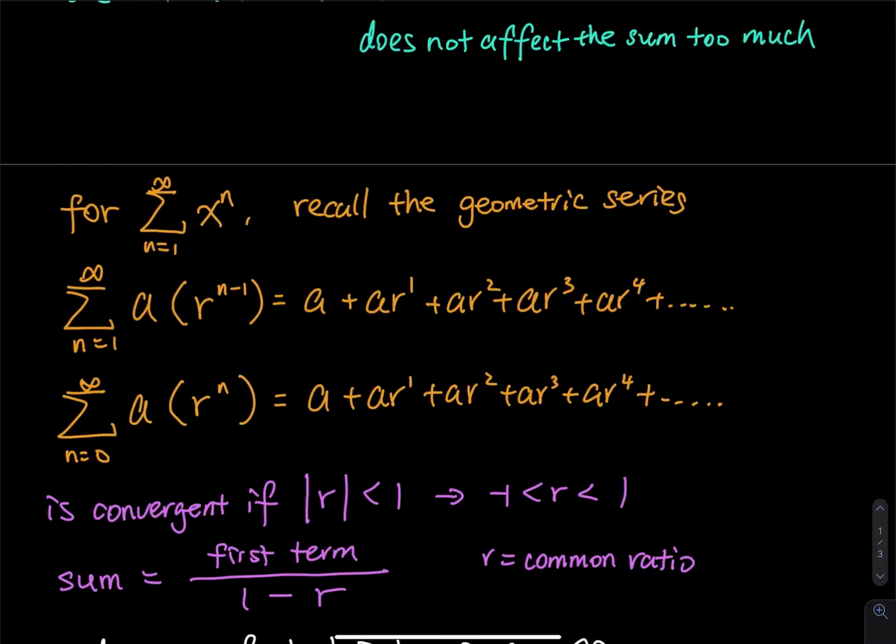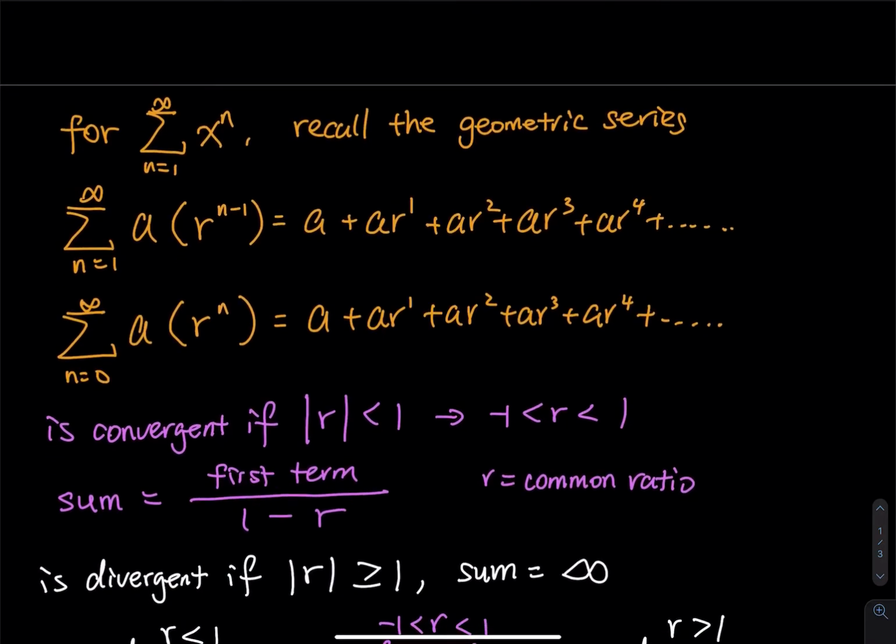So the geometric series can start at 1, it can start at 0, depending on which textbook you use. The geometric series is the summation, n goes from 1 to infinity, and in the body of the series, we have a constant a times r, which is the common ratio, raised to the n minus 1 power. When n starts at 1, the power is n minus 1. When n starts at 0, the power is just n.